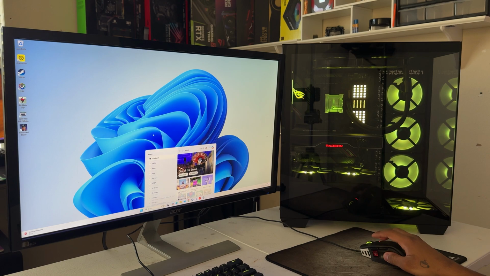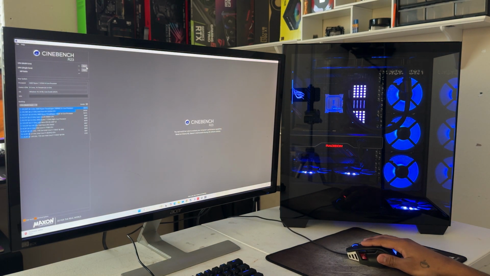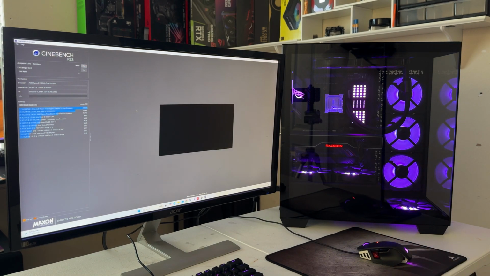The software I'm using is of course Cinebench R23 for about an hour. The ambient temperature is a warm 77 Fahrenheit, and the pump will be set at its 5500 RPM running speed. And here are the results.